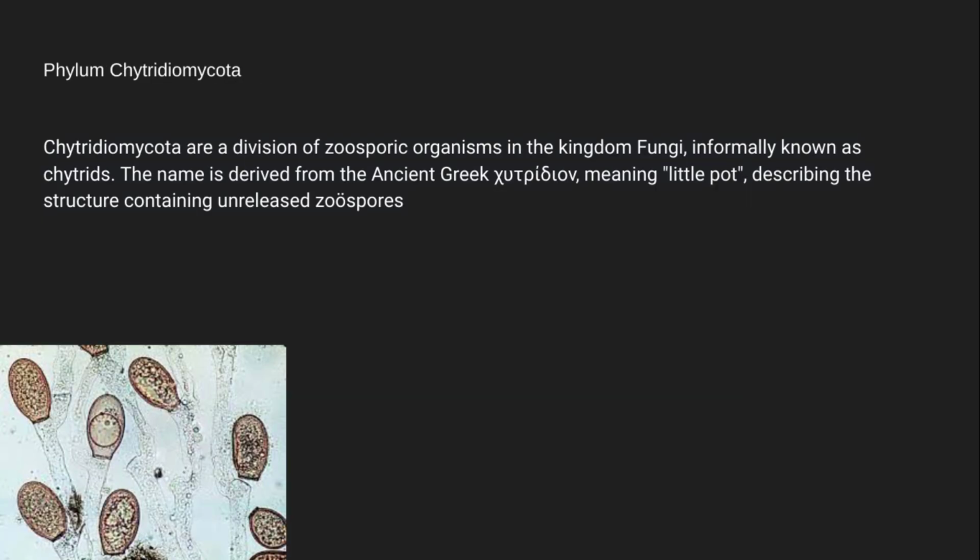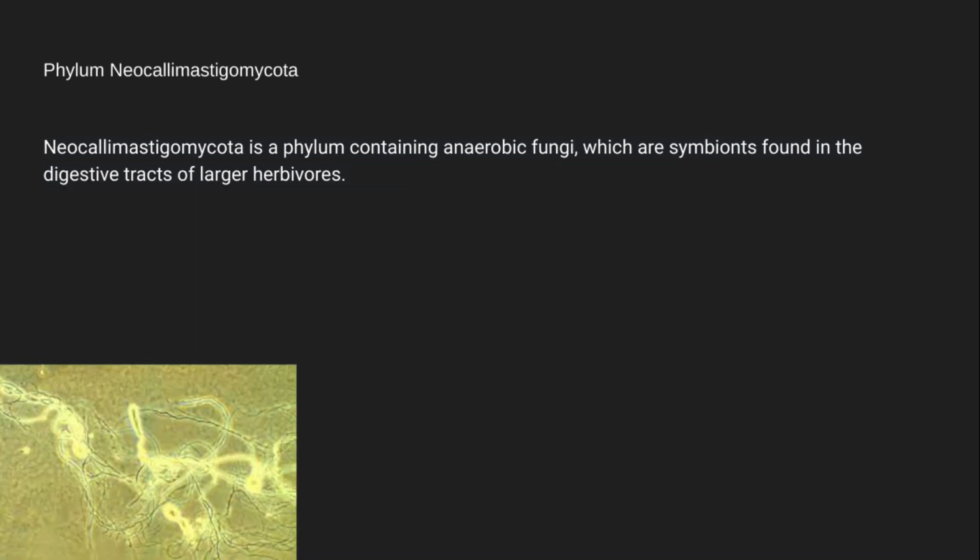First, Chytridiomycota is a division of zoosporic organisms in the kingdom fungi, informally known as chytrids. The name is derived from the ancient Greek chi upsilon tau delta iota omicron nu, meaning little pot, describing the structure containing unreleased zoospores.